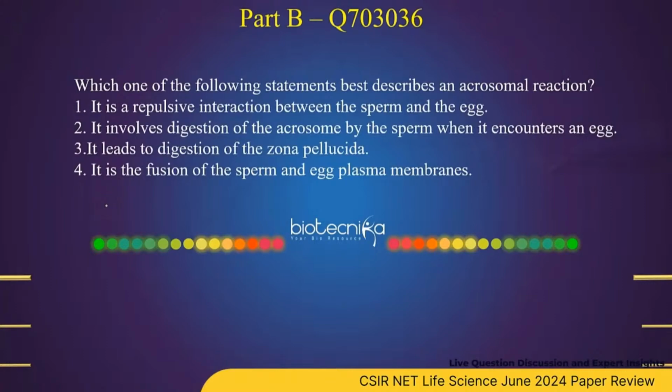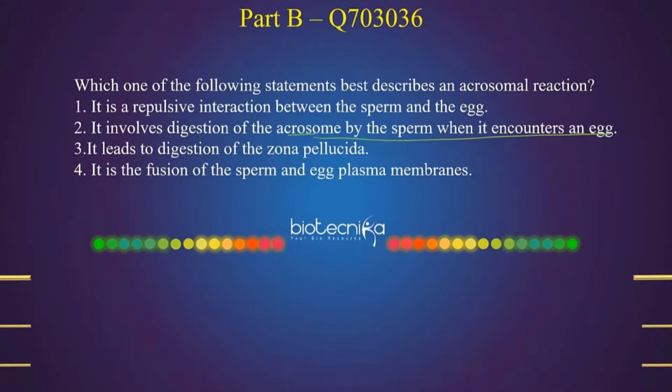Which one of the following statements best describes an acrosomal reaction? It is a repulsive interaction between the sperm and egg. It involves digestion of the acrosome by the sperm when it encounters an egg. Okay, so we are talking of the acrosomal reaction, from which some enzymes and some components would be released from the acrosome itself. So how can it cause digestion of the acrosome? That is not possible, isn't it?